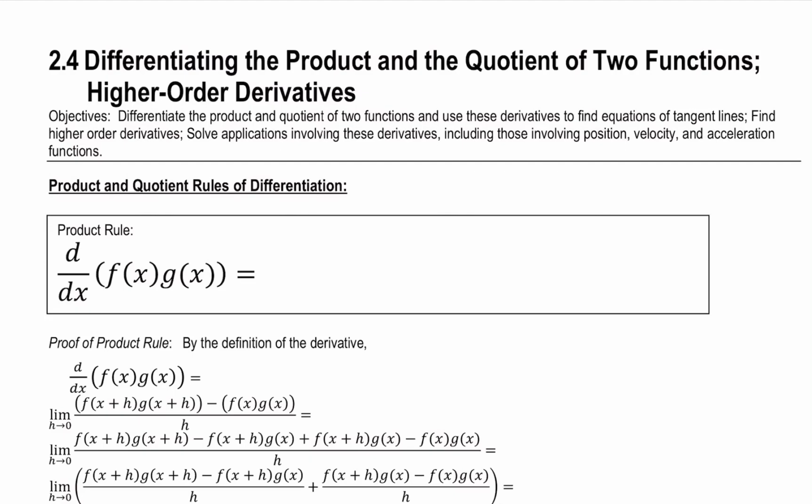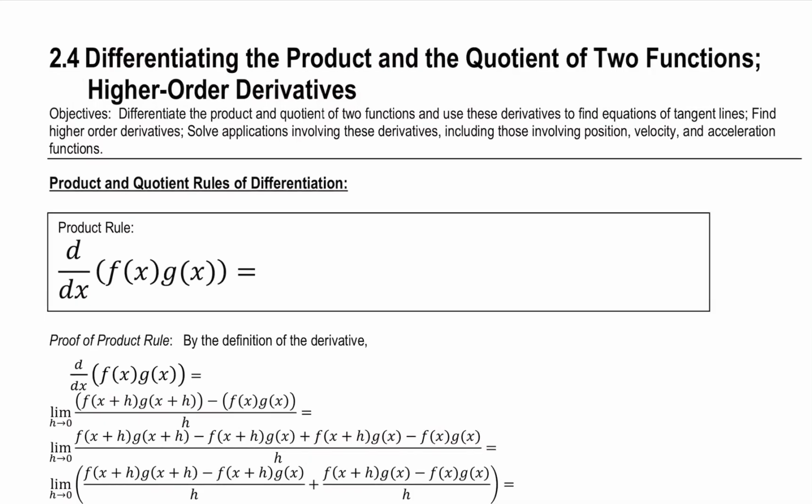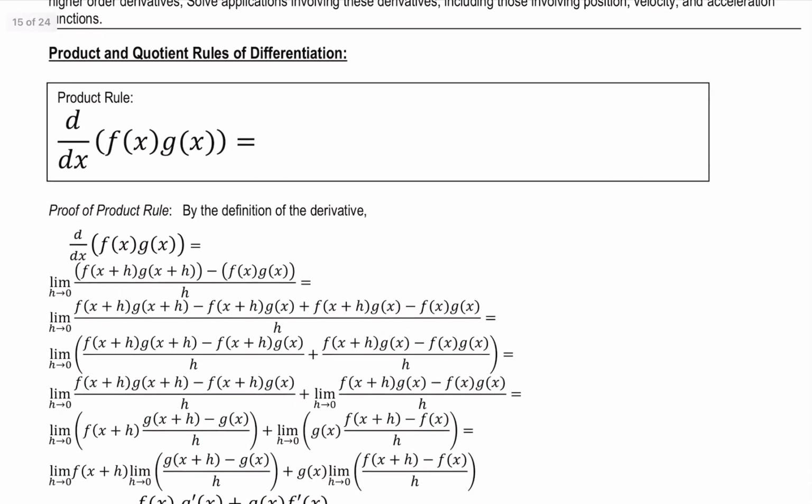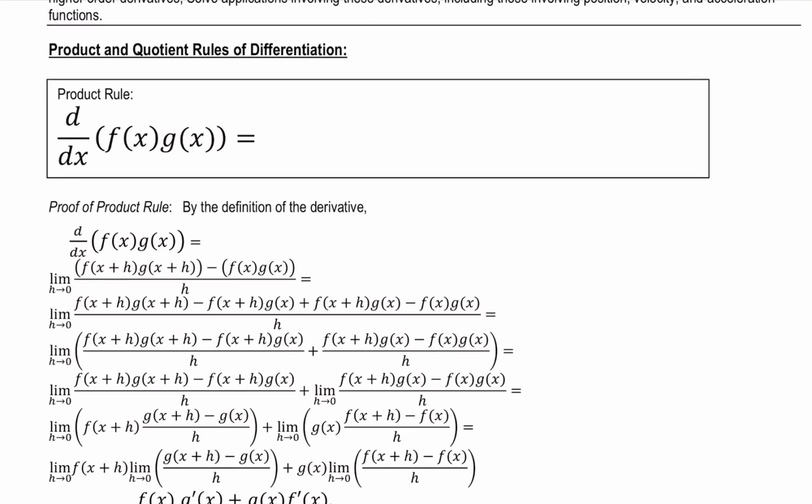And so first we're going to start with our product rule. I'm not going to take the time to go through the proof, but you can see your definition of the derivative here, and then really a lot of algebra that gets done on this. So we start with our definition of the derivative, limit as h goes to 0 of the original function with the x plus h, so f of x plus h, g of x plus h in this case, minus the original product function, f of x, g of x, all divided by h.